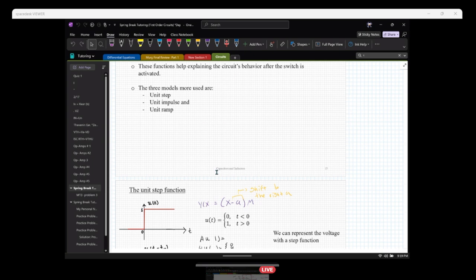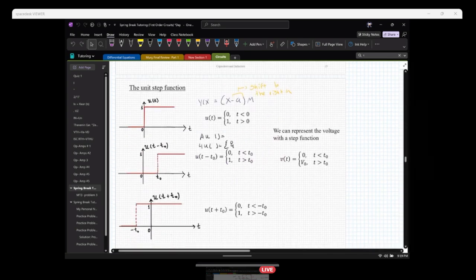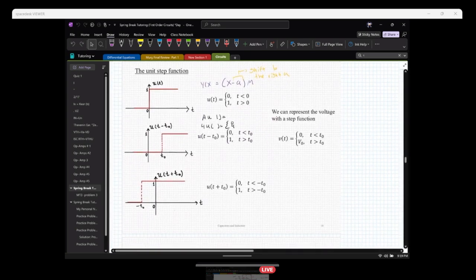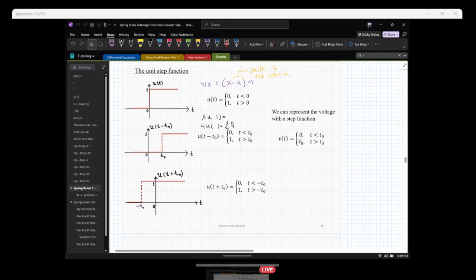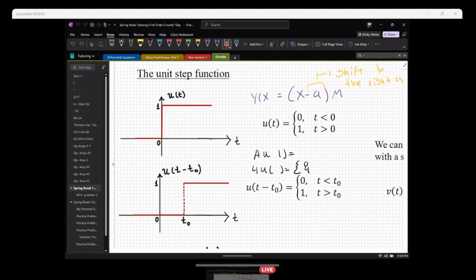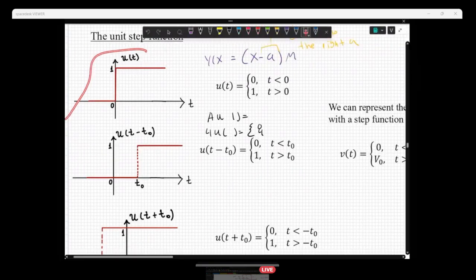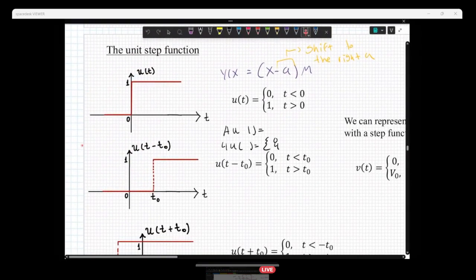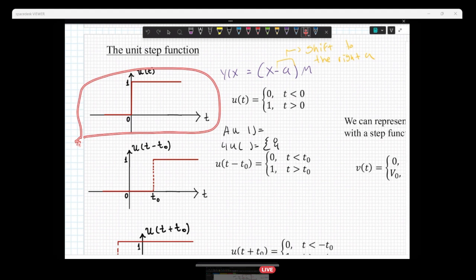Let me explain the general gist. Step functions are not super complicated. It's just a way we're able to graphically represent the state of a switch or what happens at a switch. So a step function essentially is a graph of a switch. In this case, I'm flipping my switch at t equals 0. The y-axis can be either voltage or current. It's just a representation of what's happening at the switch.